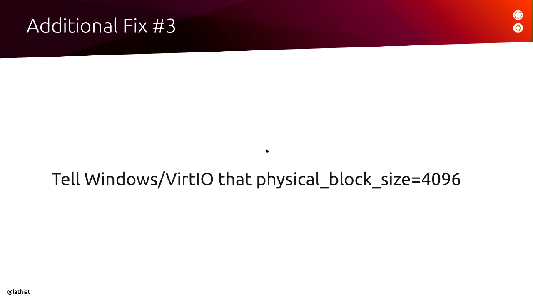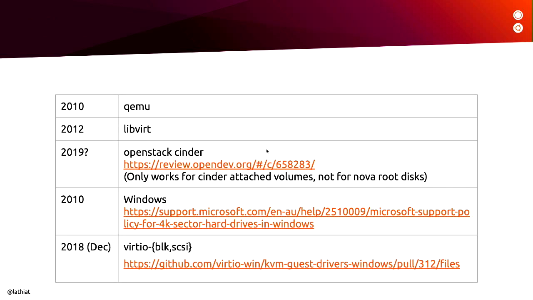So my hope was, well, let's tell Windows and the VirtIO drives on Windows that they have physical block sizes of 4096. So I set out to say, well, how can we do that? This is where the stack gets a bit exciting. OpenStack, for its virtualization, uses QEMU, which is the emulator, but it's managed by libvirt, which is kind of like a layer for doing all the configuration. And then because this is an OpenStack cloud, we're using OpenStack Cinder to manage those volumes.